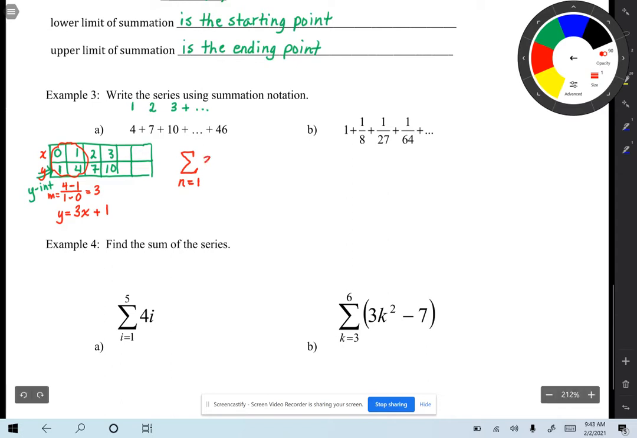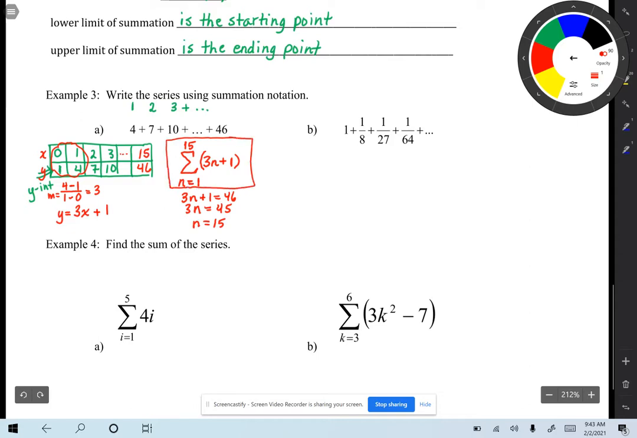Well, let's write our rule here: 3n plus 1. A lot of students write this in parentheses, some don't. So you have to figure out when 3n plus 1 gives us 46. You can solve an equation: subtract 1 on both sides, divide by 3, n equals 15. So your ending number is 15. You're skipping all these numbers, and finally you get to the 15th term, and 3 times 15 plus 1 gives us 46. So this is writing the series in summation notation.